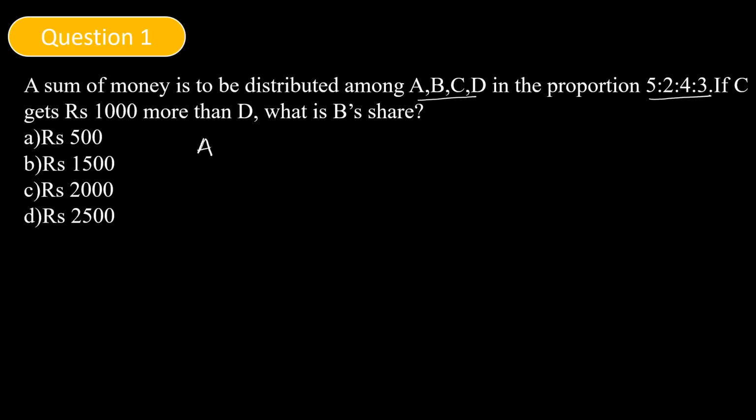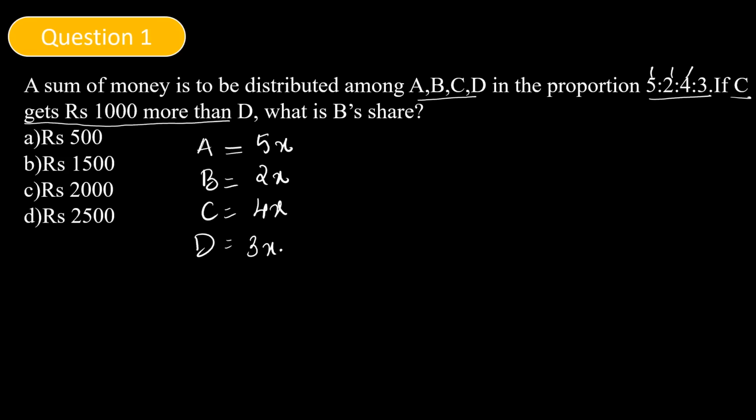Now what is the share of A? Let it be 5x. Now the share of B will be 2x, the share of C will be 4x, and the share of D will be 3x. Now it is said that C gets 1000 more than D, that is, the difference between these two amounts is 1000.